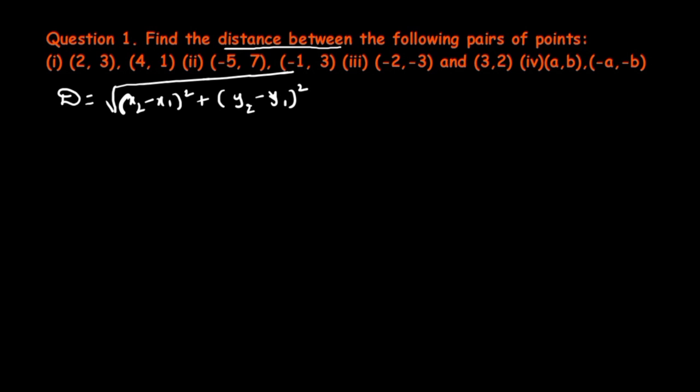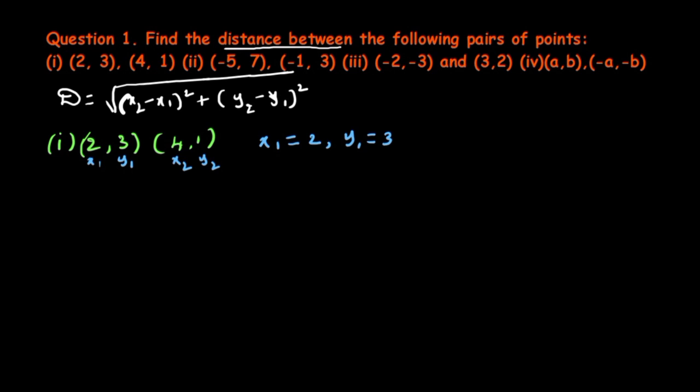The first question gives two points: (2, 3) and (4, 1). The given points we take as x1, y1 and x2, y2. So x1 equals 2, y1 equals 3, x2 equals 4, and y2 equals 1. Generally a point is in the form x, y, so the given ones we have taken as x1, y1 and x2, y2.